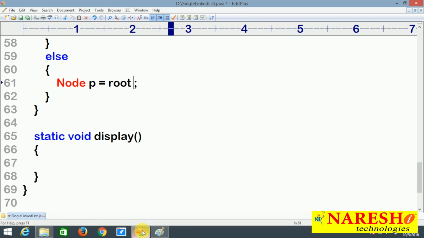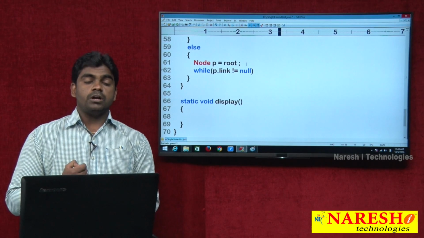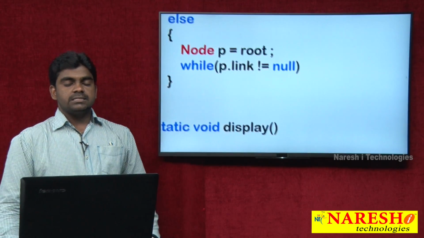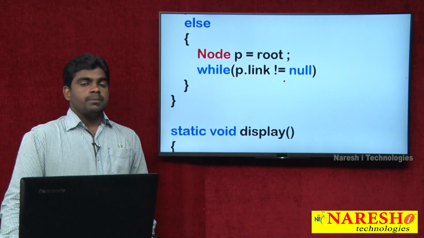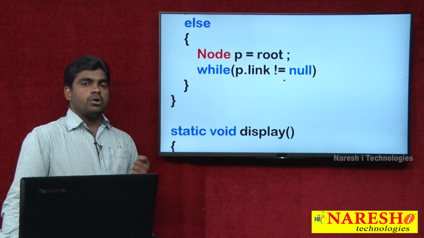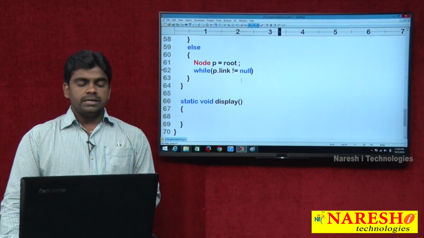Then what we have to do? Next we need to travel. Sir, how to travel? Very simple, using a while loop. While P.link is not equal to null. Generally in C and C++, whenever a pointer points to a structure, we use the arrow operator. But in Java, the elements of objects we can access with the help of the dot operator only. So here we are using it.